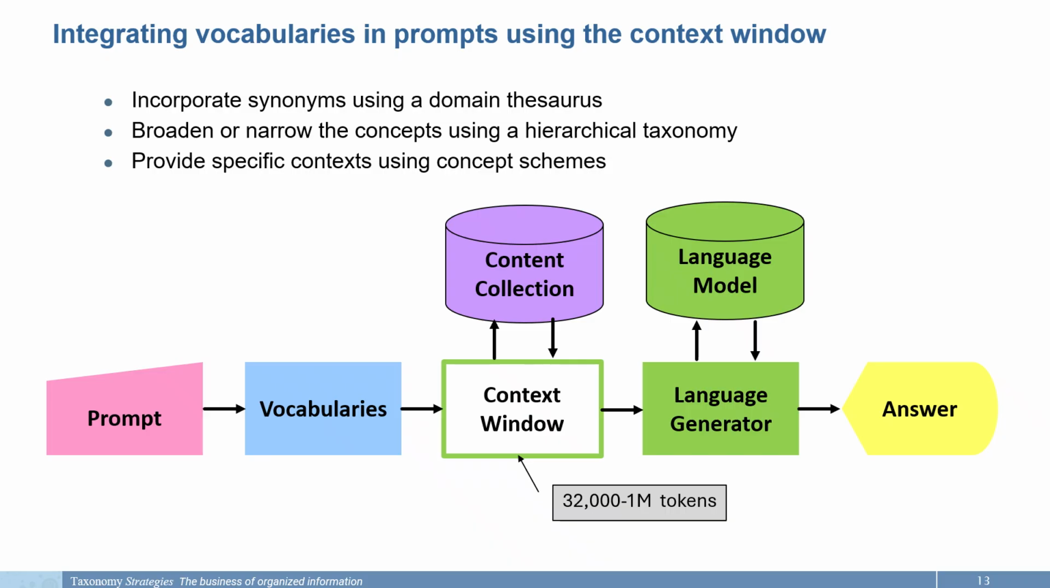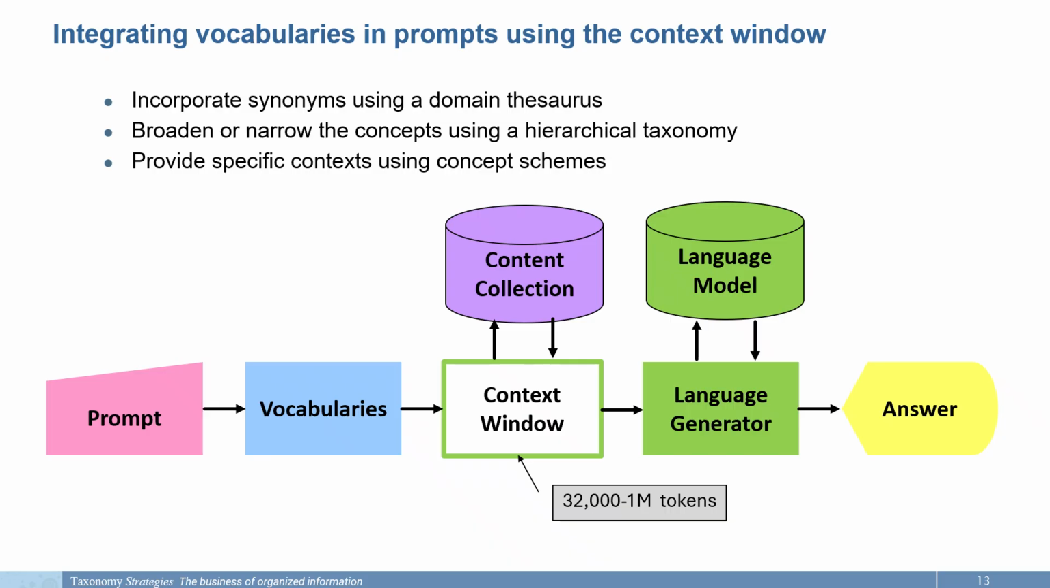The approaches to integrating vocabularies into prompts are the same as for integrating vocabularies in information retrieval. You can incorporate synonyms and quasi-synonyms in the prompts using a domain thesaurus. You can broaden or narrow the concepts in the prompts using a hierarchical taxonomy. You can provide specific contexts using concept schemes such as content type, geography, language, time, process, and other contexts.